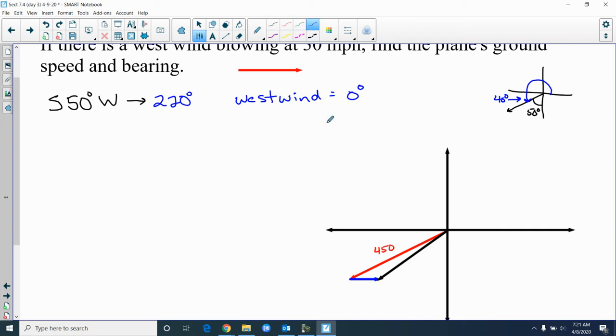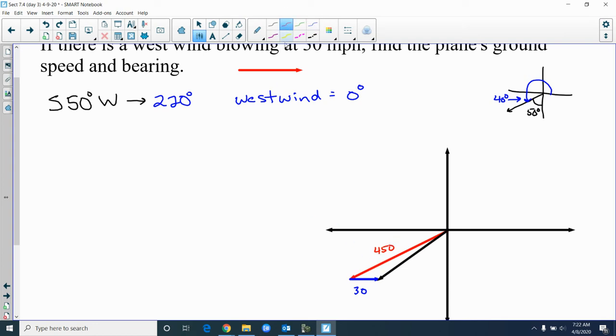And then the speed of the wind is 30. So as you take a look at it, is that resultant vector going to be more or less than 450? Let me think about it and see if the answer makes sense. Okay, the wind is either going to increase the speed or it's going to decrease it.